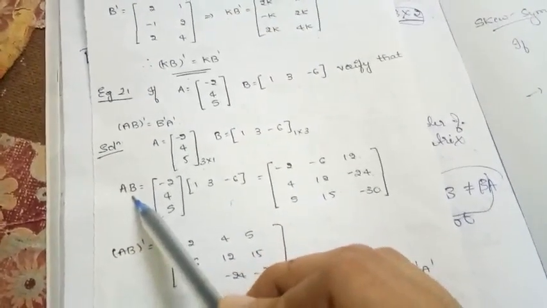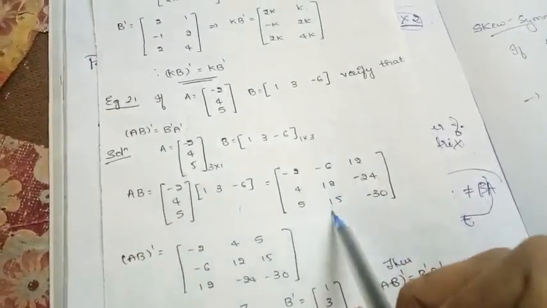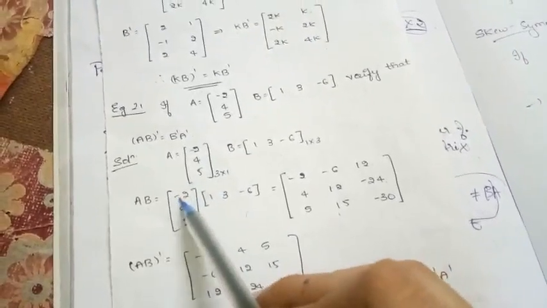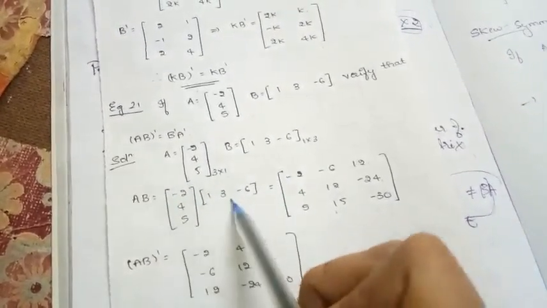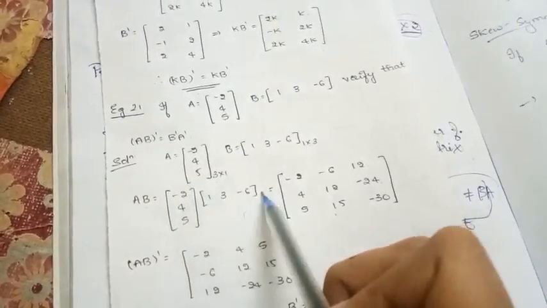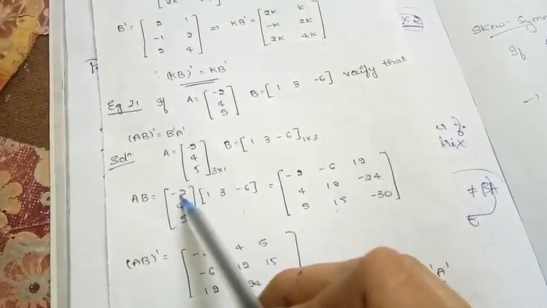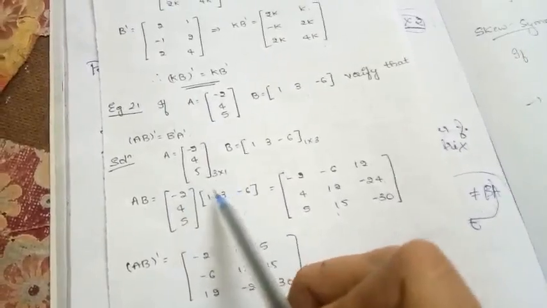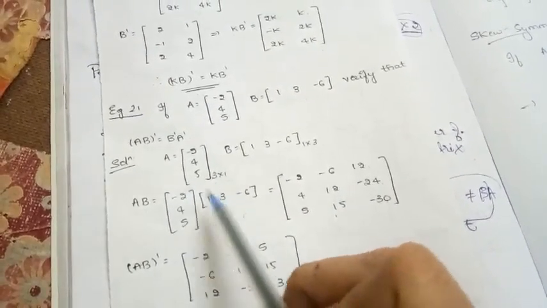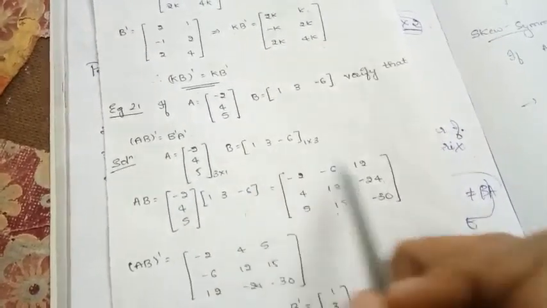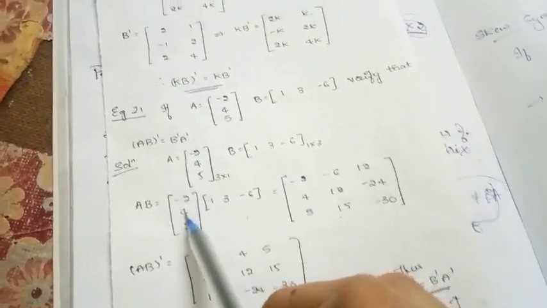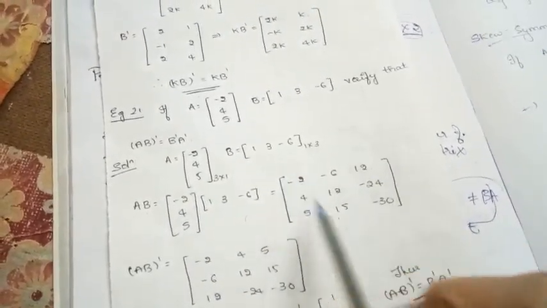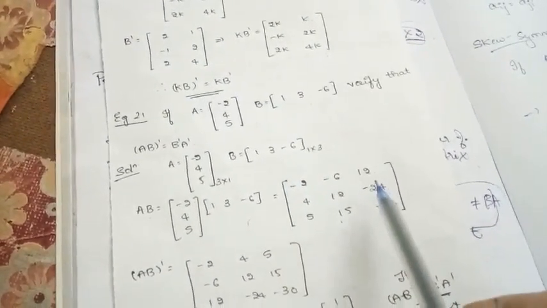So what is the order of AB? 3 cross 3, you can see here. So multiplying, minus 2 into 1, minus 2, minus 2. The first row is multiplied to the first column. That is, minus 2 is multiplied to 1, minus 2 is multiplied to 3, minus 2 is multiplied to minus 6. We will get the first row. Similarly, doing the matrix multiplication, we got the value of AB.